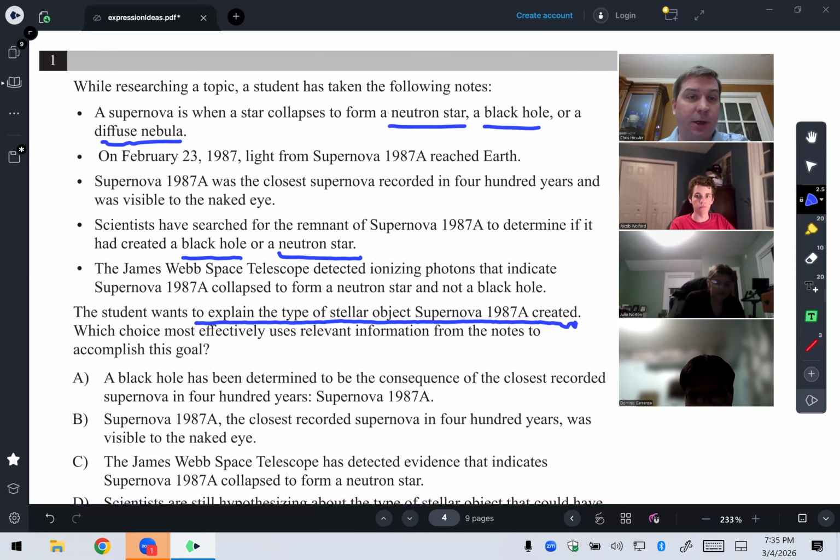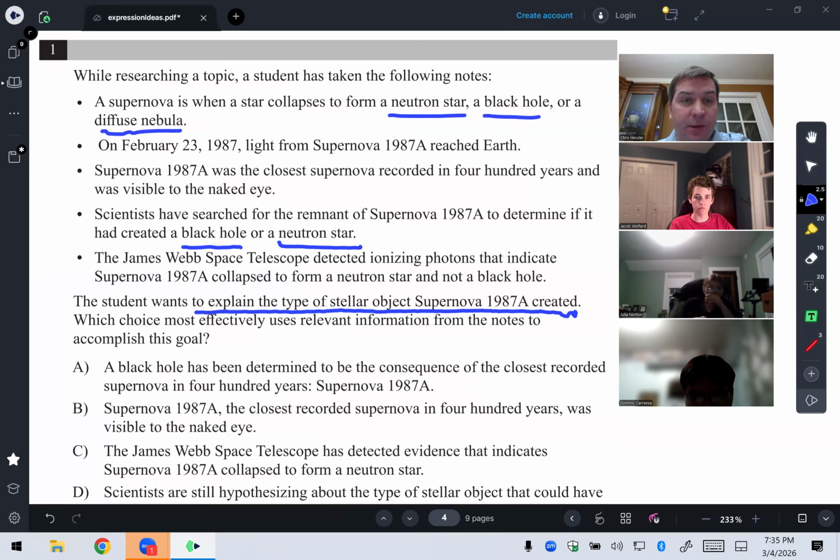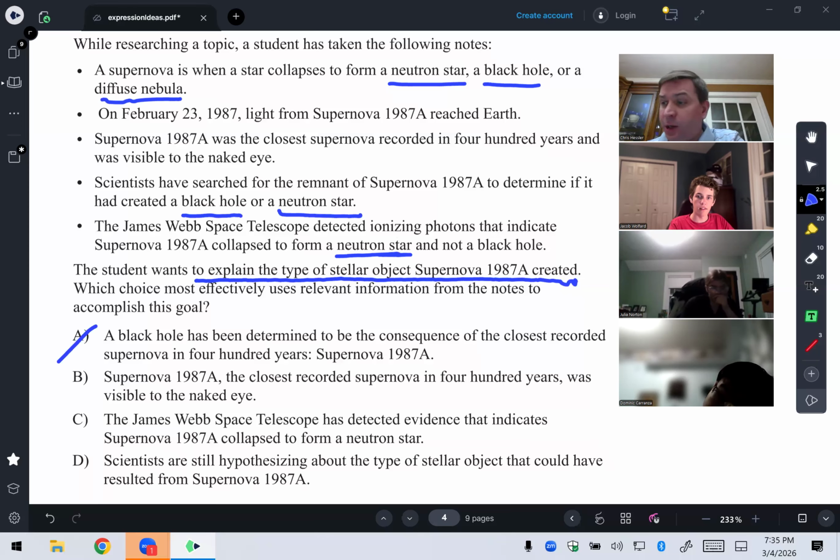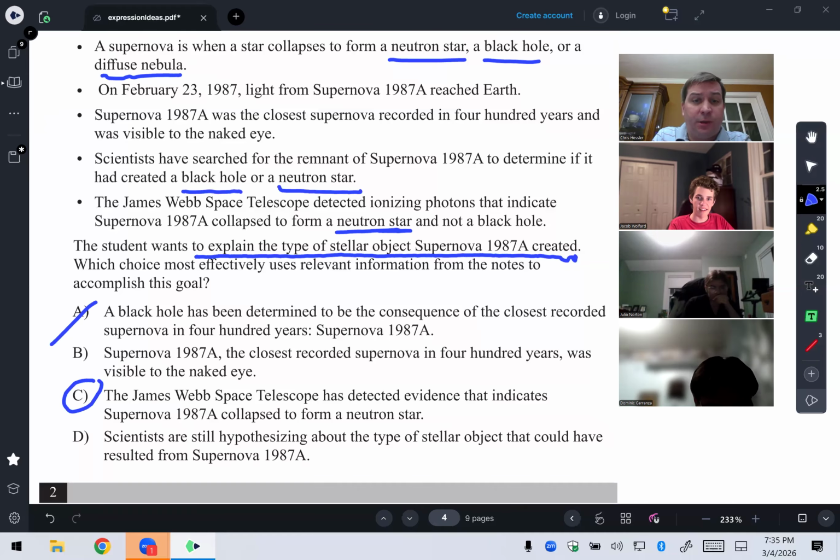I'm going to keep going because I don't know yet. The James Webb Space Telescope detected ionizing photons that indicate supernova 1987A collapsed to form a neutron star and not a black hole. Okay, so we should have the answer now. It's not a black hole, so answer choice A is out. The right answer for this one will be C. The James Webb Space Telescope has detected evidence that indicates the supernova collapsed to form a neutron star. So not too bad. They're not still hypothesizing, and B didn't mention what was created.